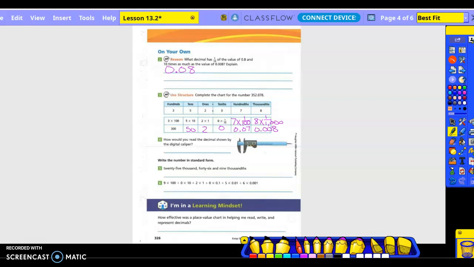Okay. How would you read the decimal shown by the digital caliper? So we're going to write it in word form. Okay. So am I going to use the word and? No, because there's nothing in front of the decimal, right? So I'm going to say 700 90 99, and then how many place values do I have? 3. So that's what place value? Thousandths.